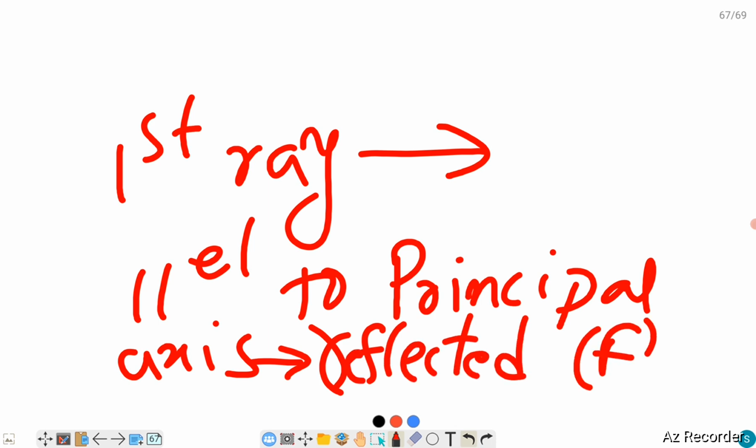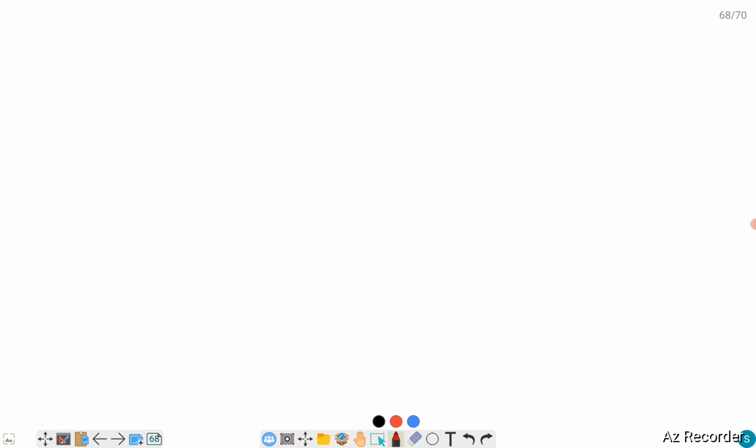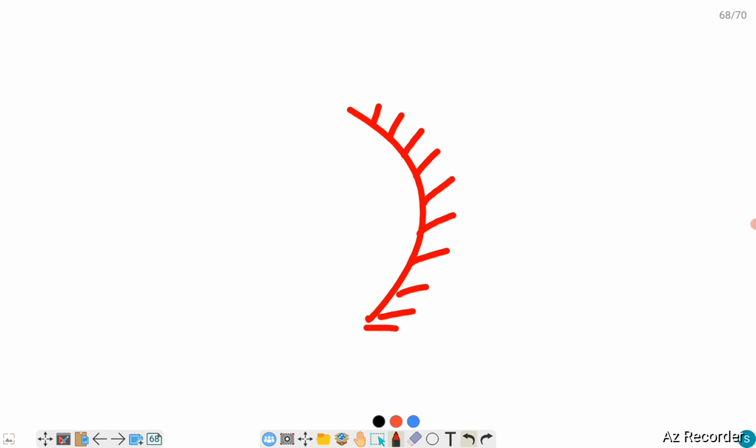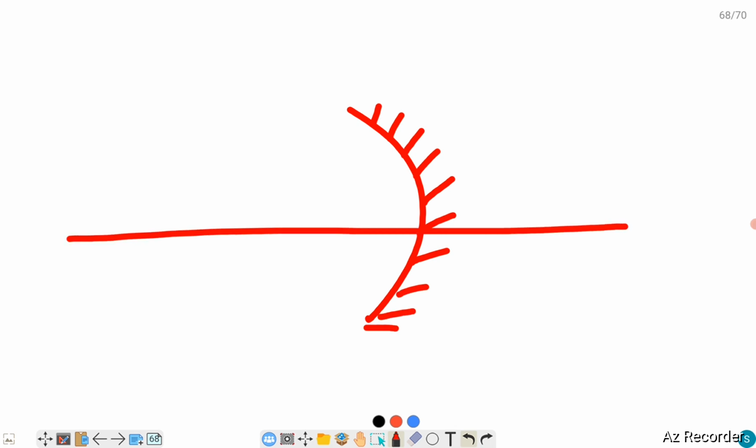Very, very important. And the second ray will be changing for every diagram, and how it changes we will also see as we are learning them. Okay. Now let me draw for the first one. Concave mirror I am taking. This diagram you have already seen.